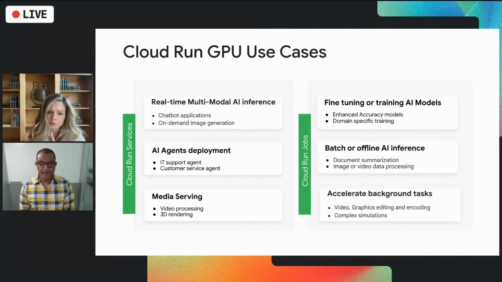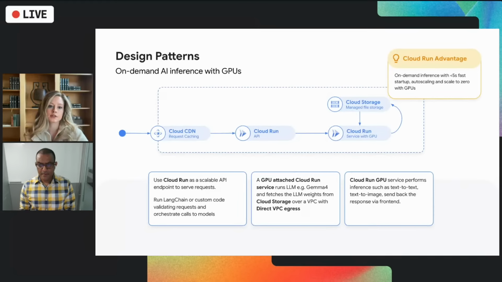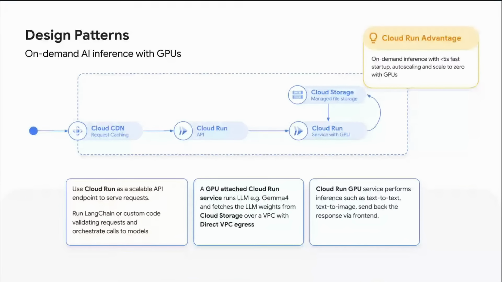So let's look at a couple of design patterns to see how you can pull in Cloud Run to support your agents. Here's a design pattern for on-demand AI inference with GPUs. Say a request comes into Cloud CDN, and it has your request caching. It would kick off a Cloud Run job via the API. Say it runs an LLM such as Gemma 4.